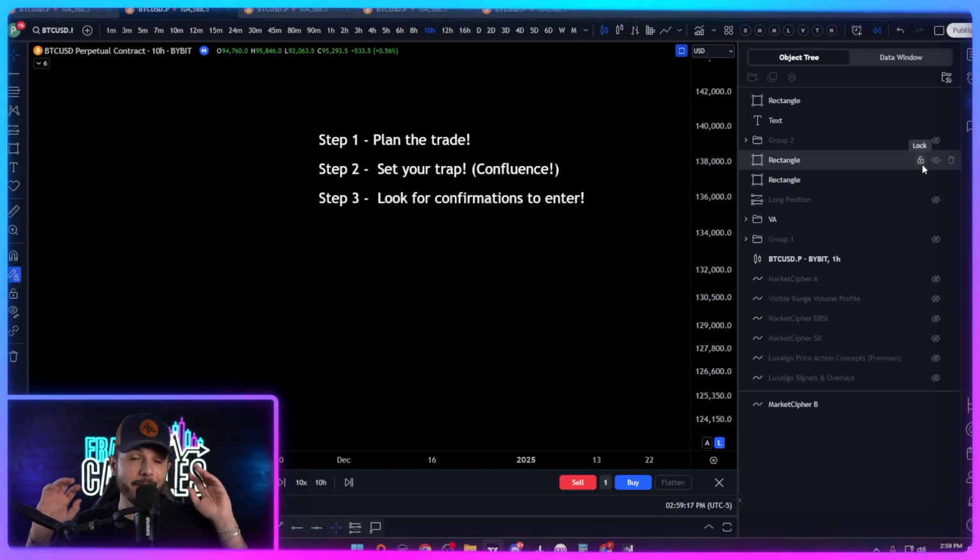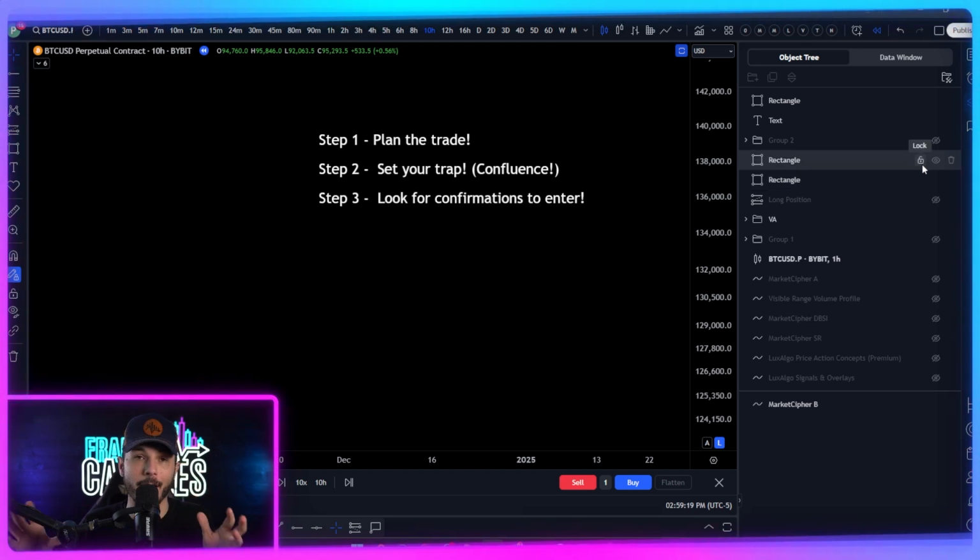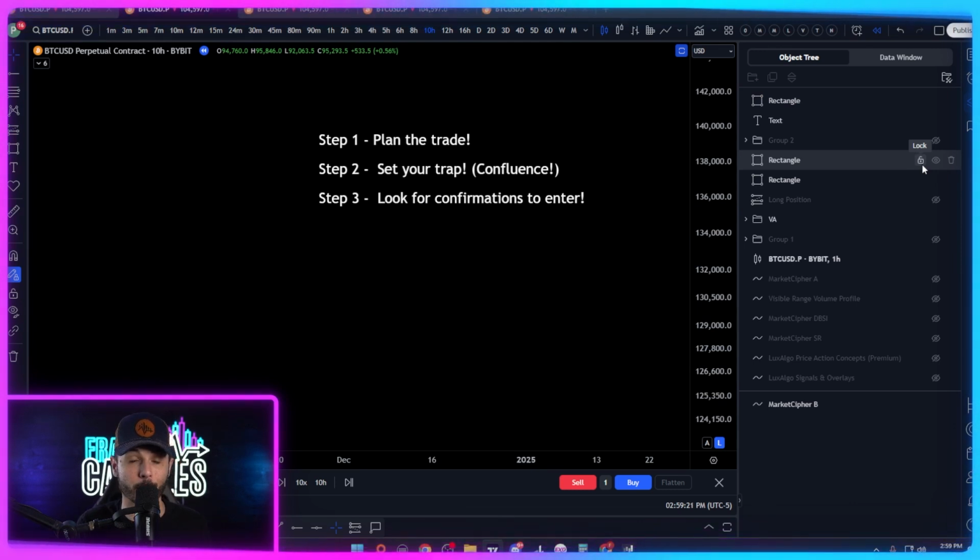And number 3, and the final step, is to simply look for confirmations to actually pull the trigger on the trade. Sometimes price will approach a key level of support or resistance. You won't get any confirmations, whether they're bullish or bearish, and in that case, you wouldn't want to take the trade. So it's very important that you're only taking these trades if you get the confirmations.